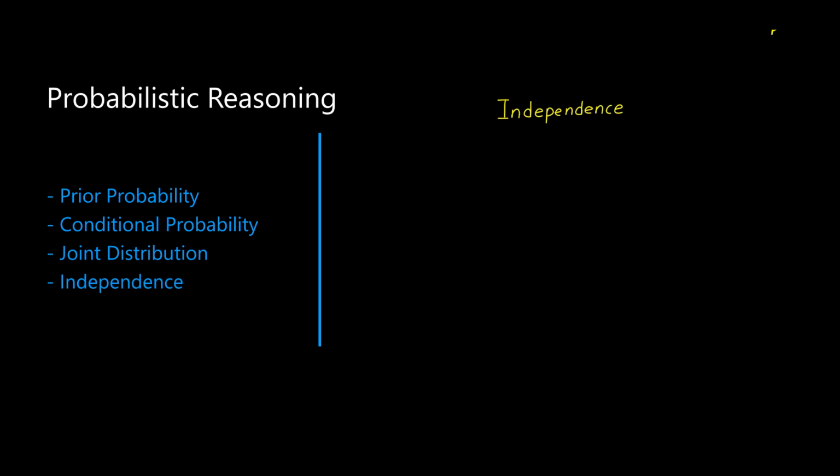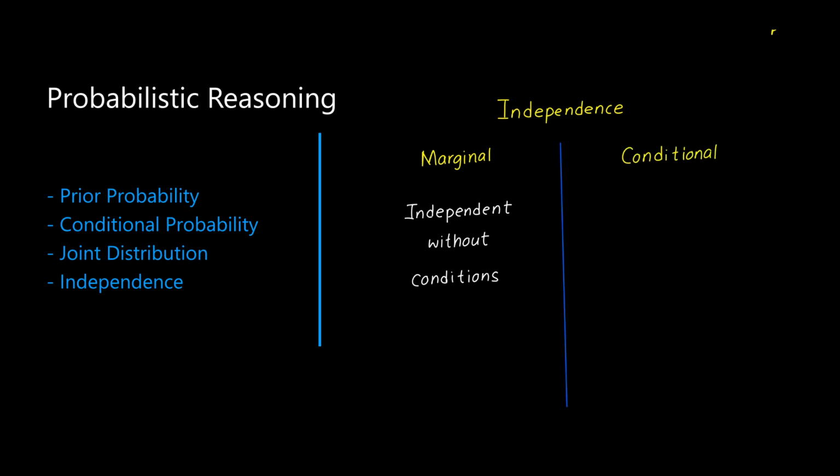Independence comes in two flavors. Marginal independence means two variables are independent, without conditioning on anything else. Coin flips are marginally independent. Conditional independence means two variables are independent, given a third variable. This simplifies calculations dramatically when it applies.